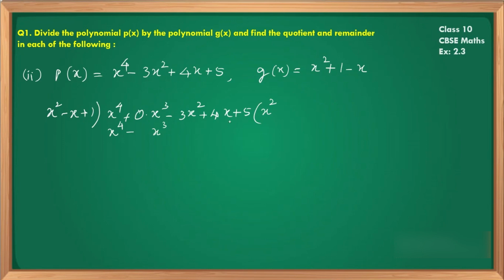Now multiply this with x square, you get x square. Write down below x square plus x square. Now we have multiplied x square with all this. So that you got all this. Now you put a line.